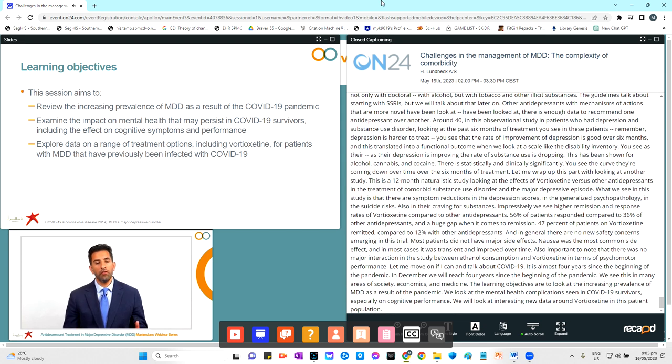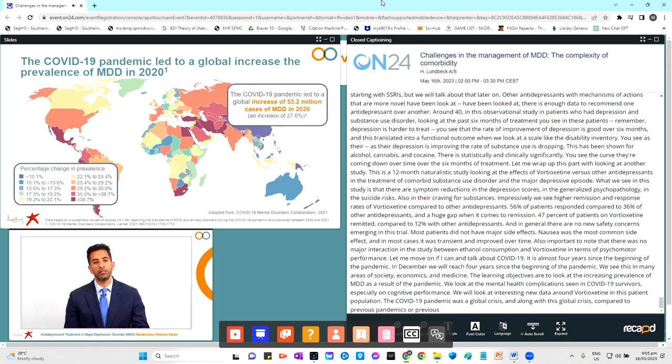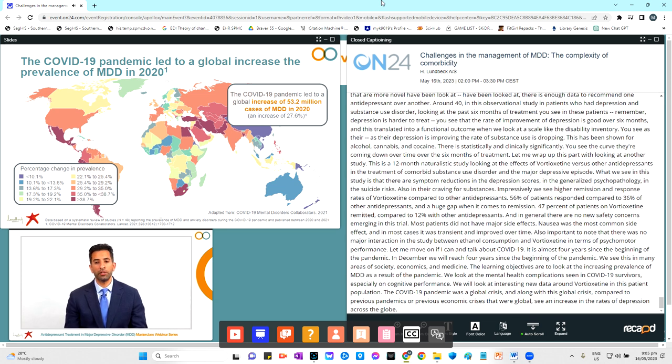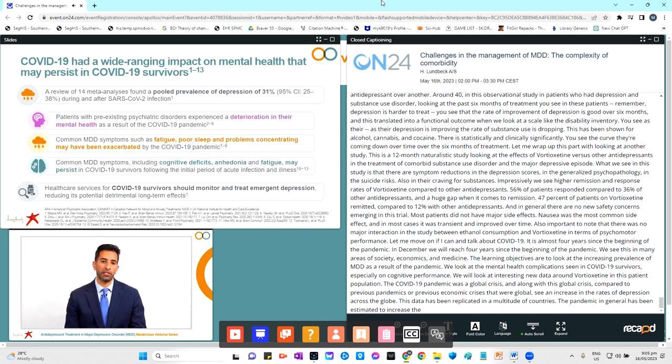So the COVID-19 pandemic was a global crisis, and along with this global crisis, compared to previous pandemics or previous economic crises that were global, you see an increase in the rates of depression across the globe. This data has been replicated in a multitude of countries, and the COVID-19 pandemic in general has been estimated to increase the cases of depression by 53 million or so in 2020, an increase of almost 30%. And this had wide-ranging impact on patients all across the globe.